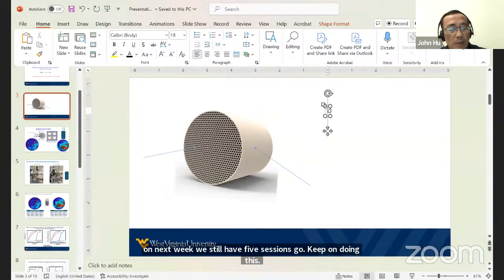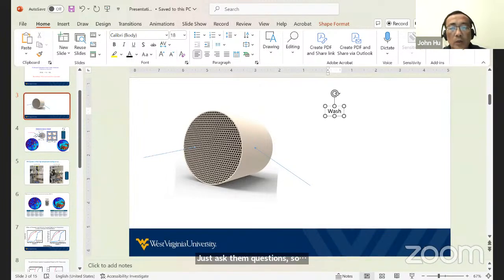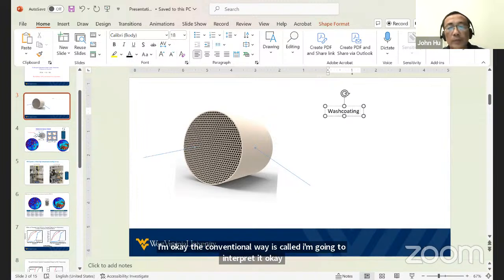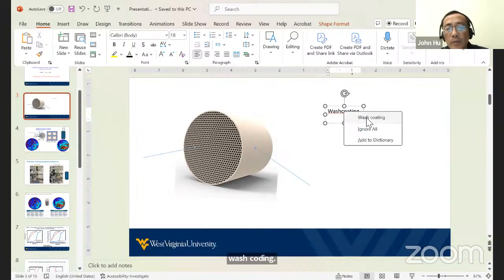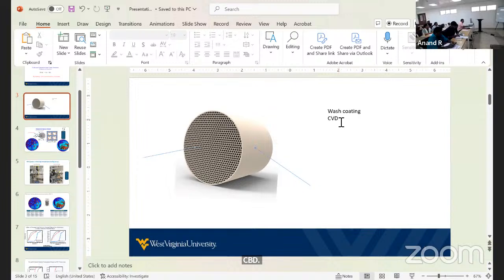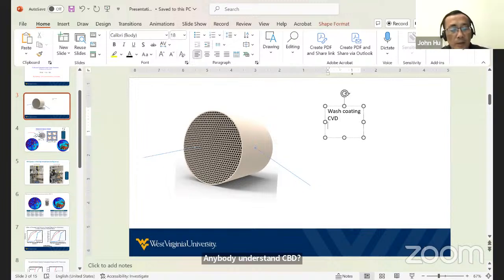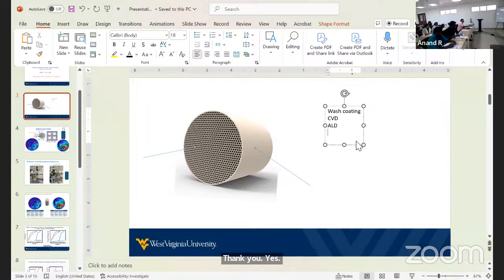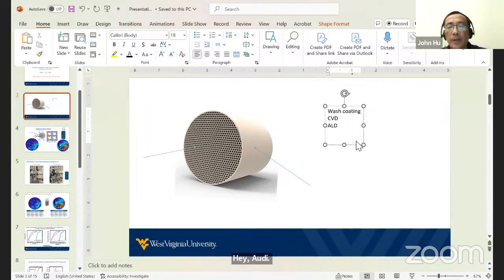So the conventional way is called wash coating. Then there is CVD. Does anybody understand CVD? Chemical vapor deposition. And ALD, atomic layer deposition.